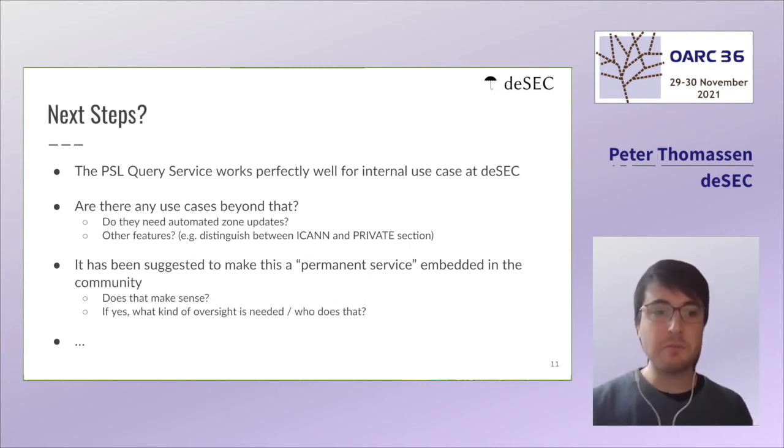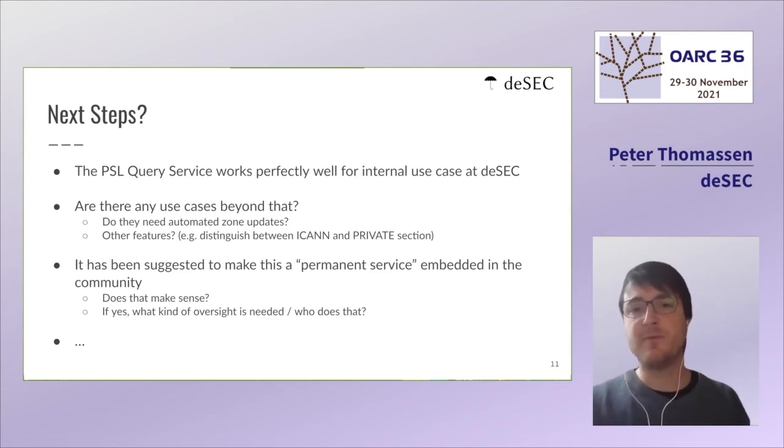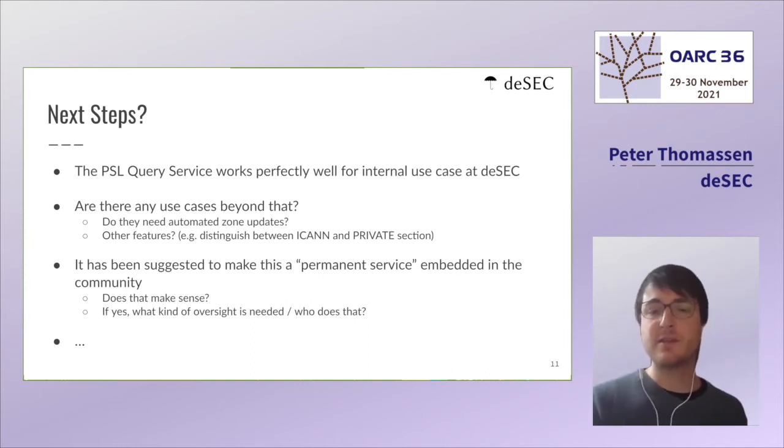However, we are very happy to make this a service that is of greater use to the community. The question is if there are such use cases and whether they would need automated zone updates, in which case we could implement that. Also, the public suffix list first has the section of ICANN TLDs and all that, and then the private section, like the Amazon stuff, is currently not mapped onto the DNS. I mean, this flag is not mapped, so you can see from the DNS lookup to what section the public suffix belongs. So one could also think about whether that should be changed.